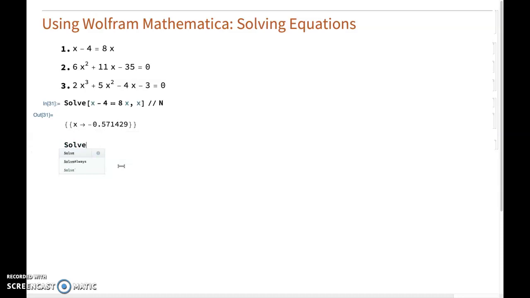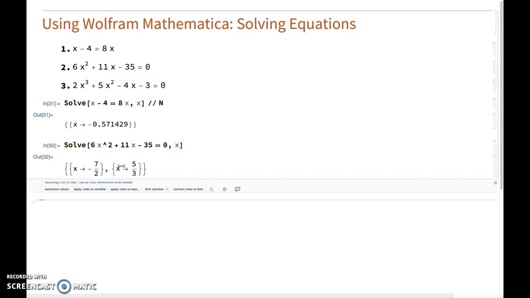So again, I write Solve, and then my brackets, 6x, and you can use shift and then the number 6 to get this sign for squared, right? And then plus 11x minus 35 equal 0, and I define my variable to be x, and this is one way of doing it. But personally, I don't like how this looks right here, 6x to the power of 2.